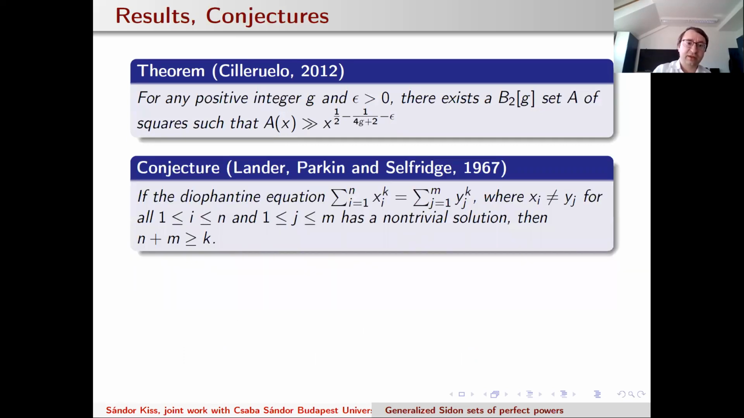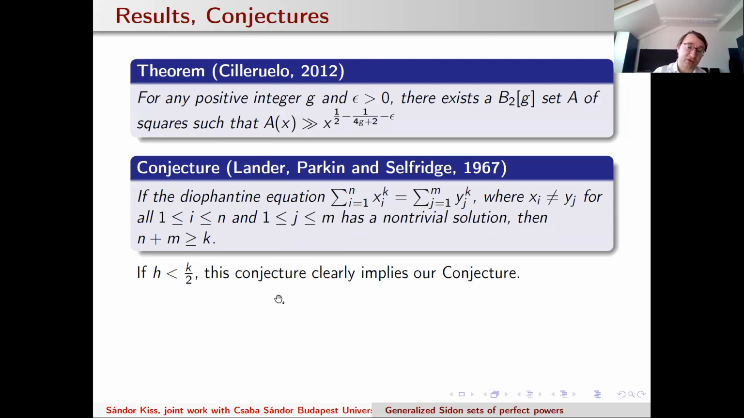And there is another conjecture of Lander and Parkin. They considered this Diophantine equation, which is the sum of n k-th powers equal to the sum of m k-th powers. They conjecture that if it has a non-trivial solution, then the number of unknowns is at least as large as the exponent. And this conjecture would imply our conjecture when the number of terms is smaller than k/2.